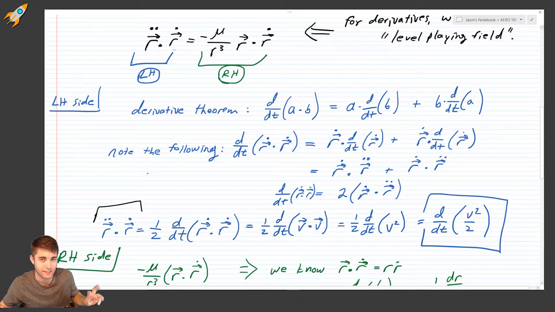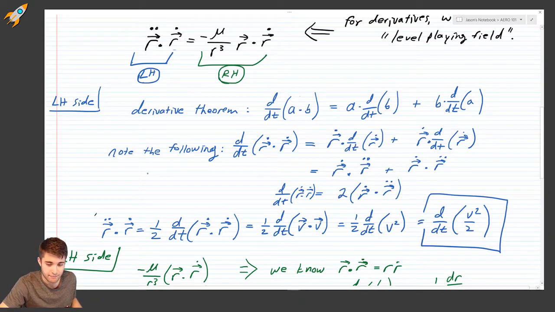You're right. It didn't necessarily come from nowhere, though. It came from the fact that this is exactly equal to half of that. It's an absolute truth about this derivative theory.